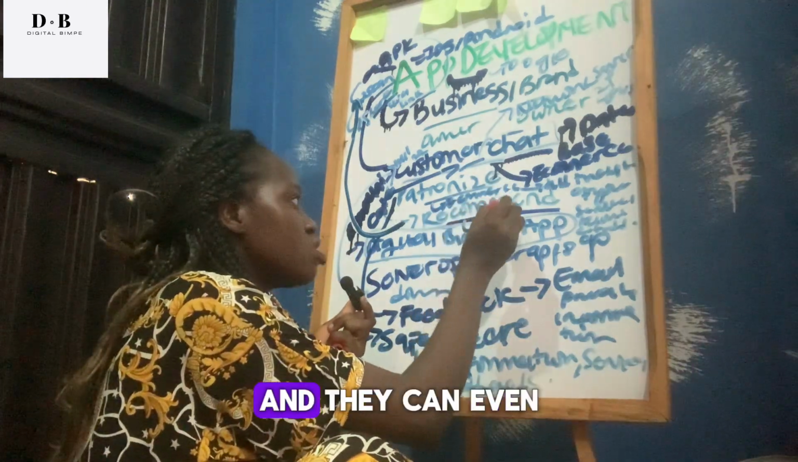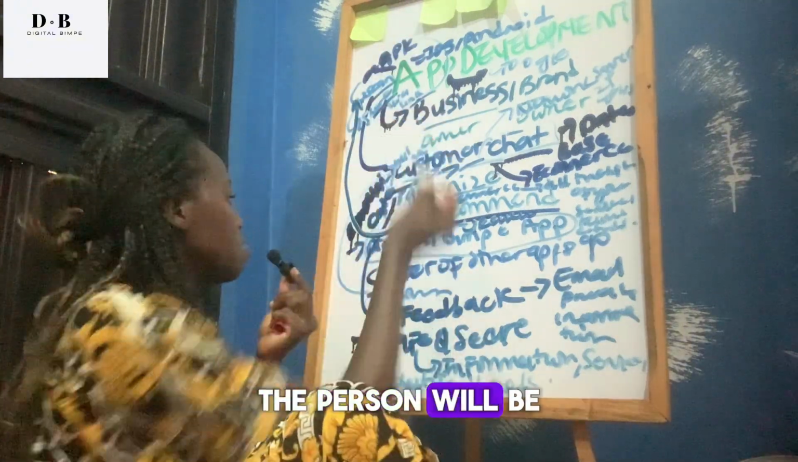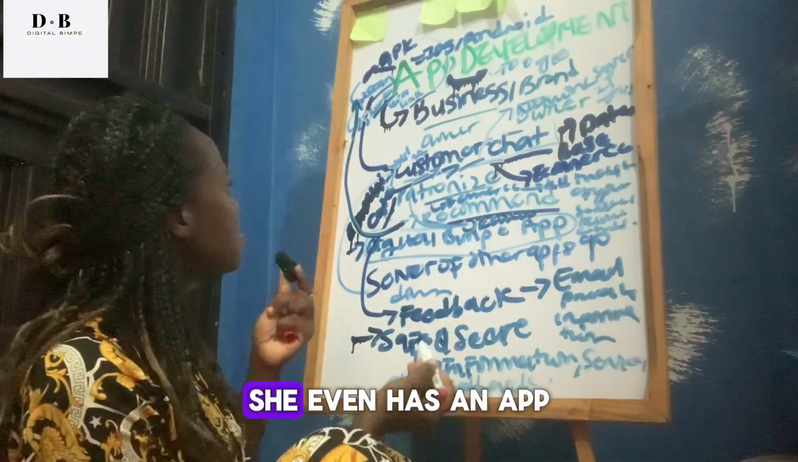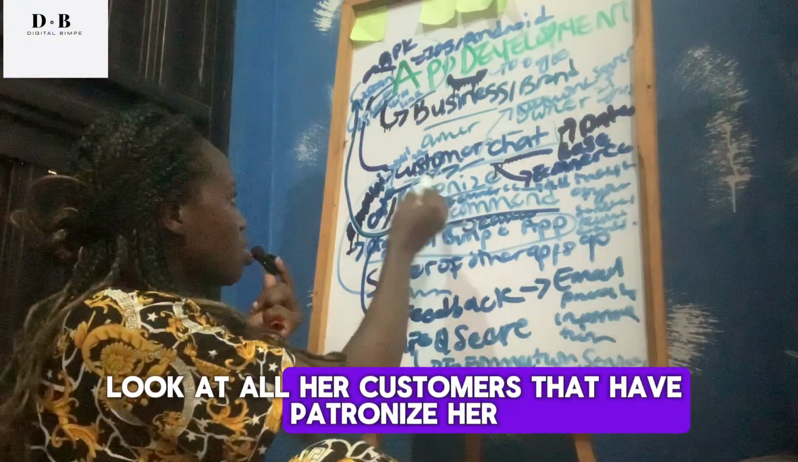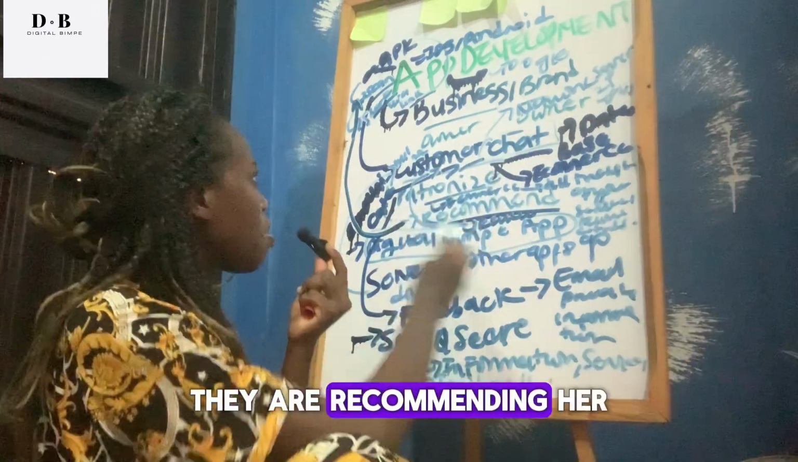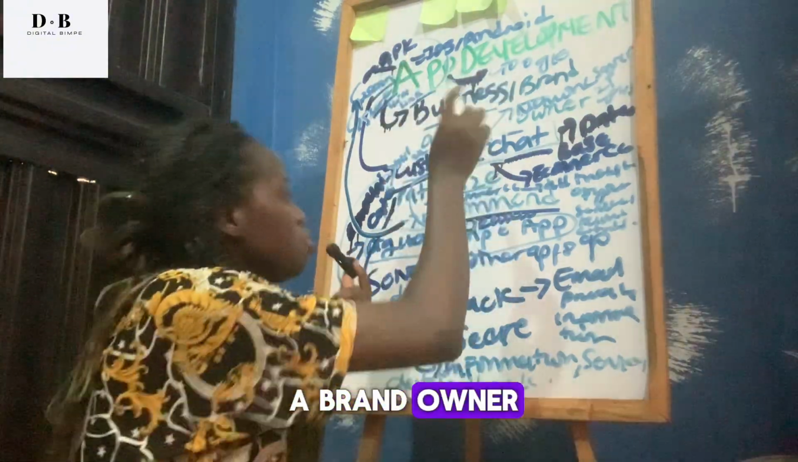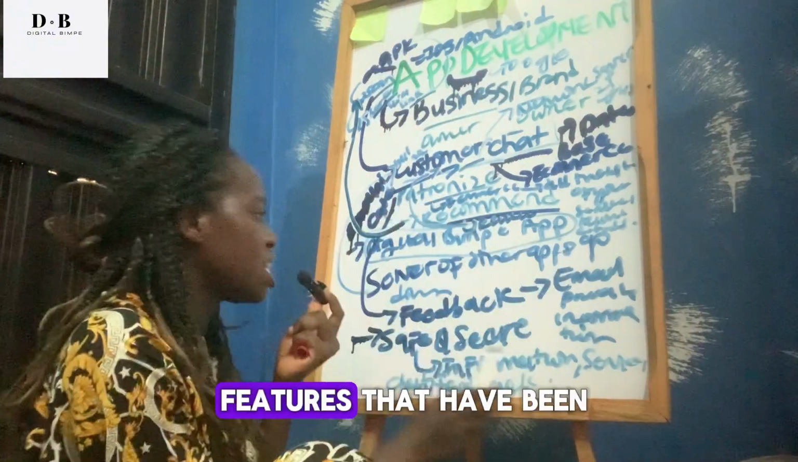The review. They can even review it in the customer chat. And then when they send the link to another person, the person will say, oh wow, she even has an app. Look at her. All the customers have patronized her. See them. I'm talking about her on the chat. They even patronize her. They are recommending her. So can you see why, as a business or a brand owner, you need an app for all of these features that have been said today?